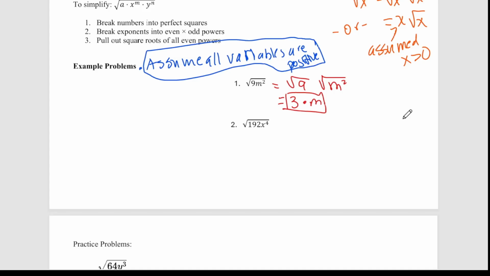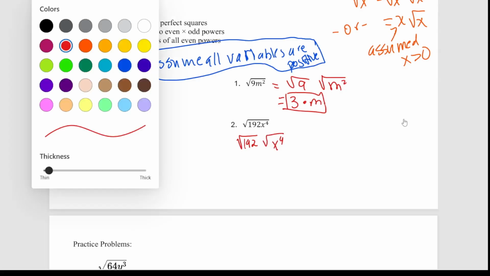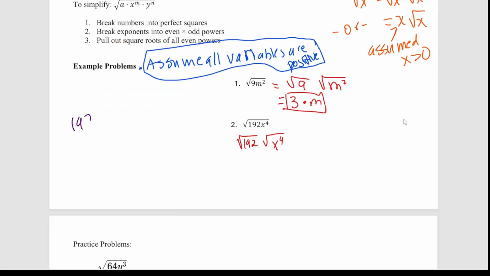For this next one, we're similarly going to break this down into the square root of 192 times the square root of x to the fourth. For the square root of 192, I'm going to go ahead and prime factorize 192 a bit to the side here. So 192 divided by 2 is going to leave us with 96.